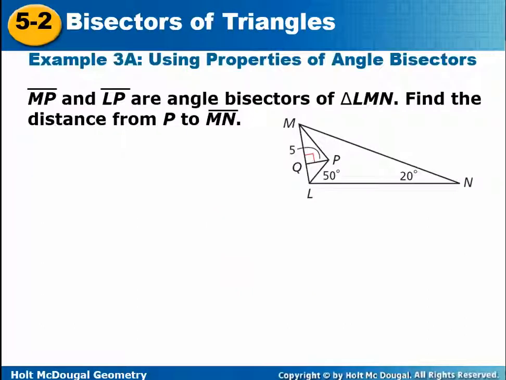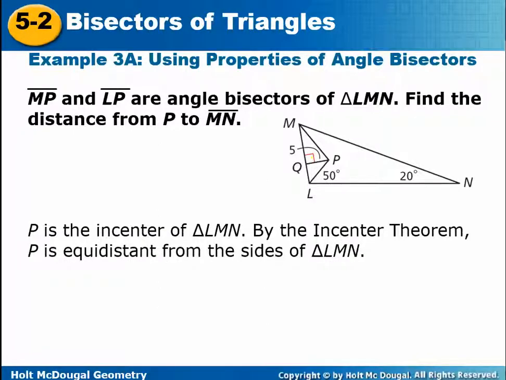So that's pretty cool. All right, so here is a problem that says that MP and LP are angle bisectors. That means that there would be another angle bisector here, but they didn't draw it out.